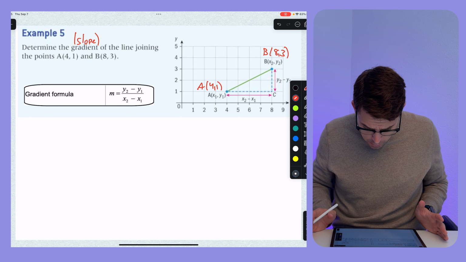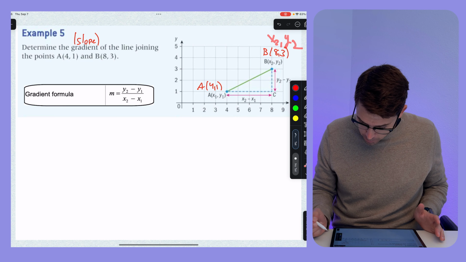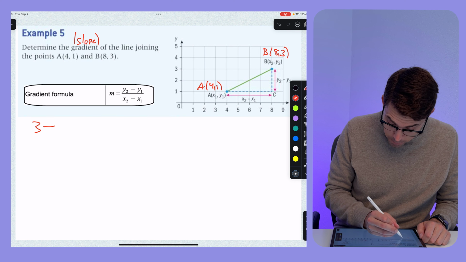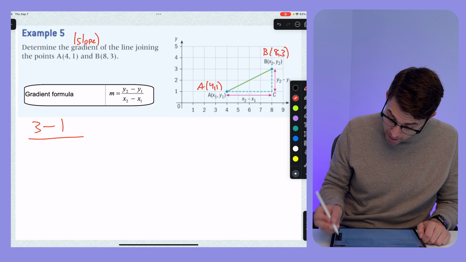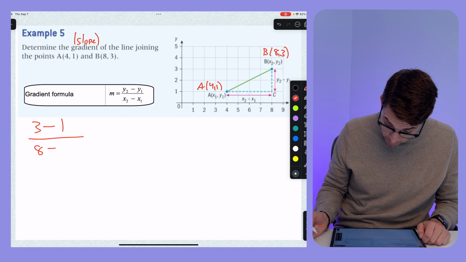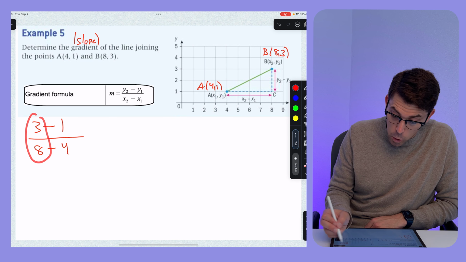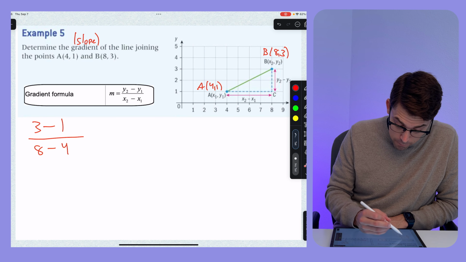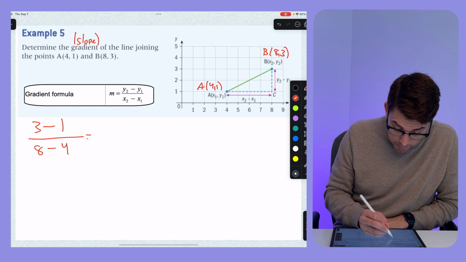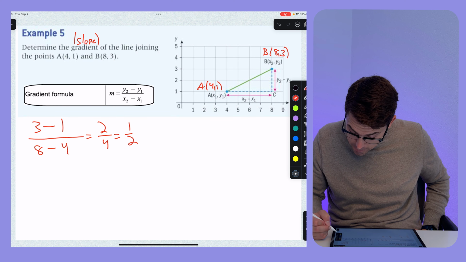So let's say I'll call this one x2 and this one y2. So y2 is going to be 3, which means my other y would be 1, divided by x2, which would be 8, minus x1, which would be 4. If you notice, these are paired. 8, 3 is a coordinate pair right here, and 4, 1 is a coordinate pair right there. That's what I mean about matching those up. So I'm going to get a difference of 2 over a difference of 4, which is 1 over 2. And that should make sense because, again, this is rise over run.